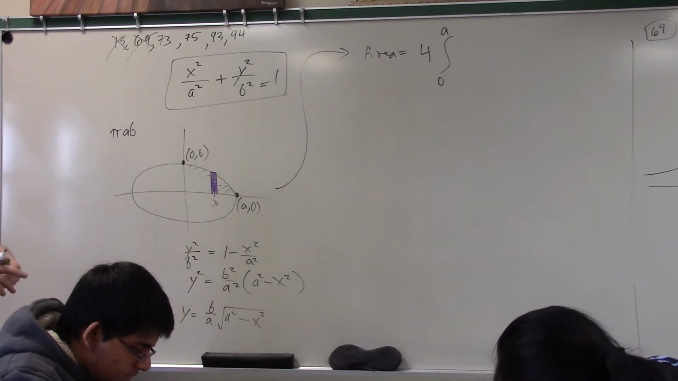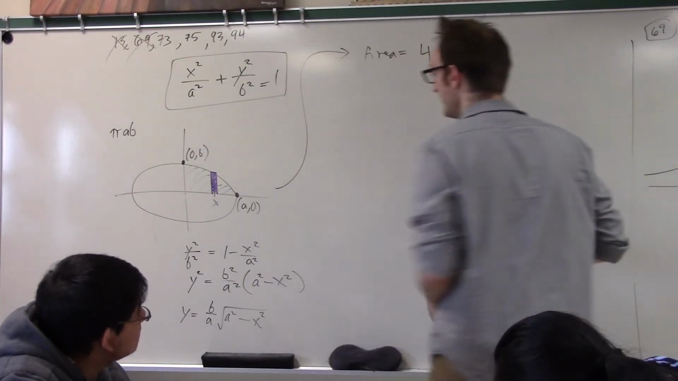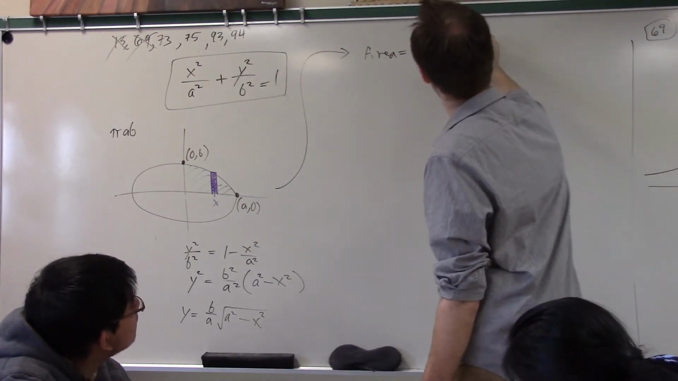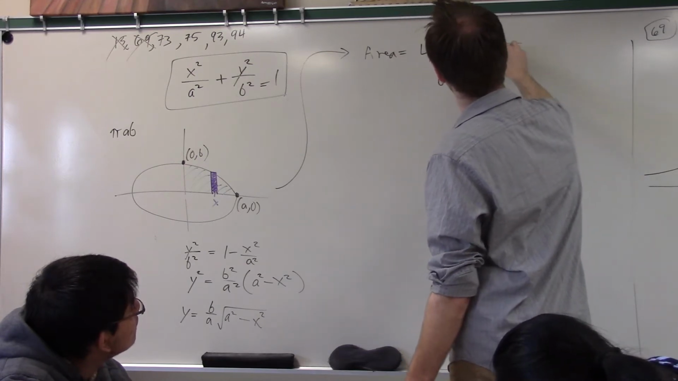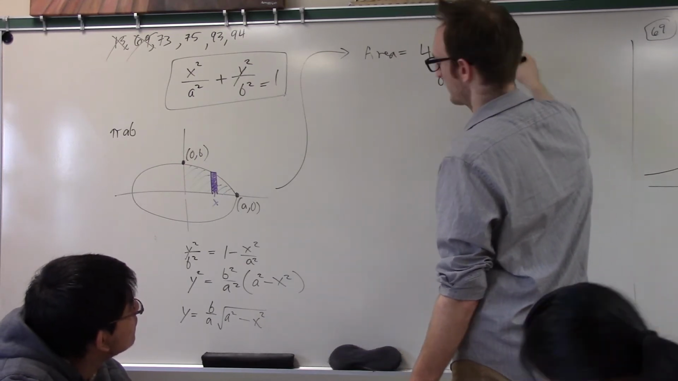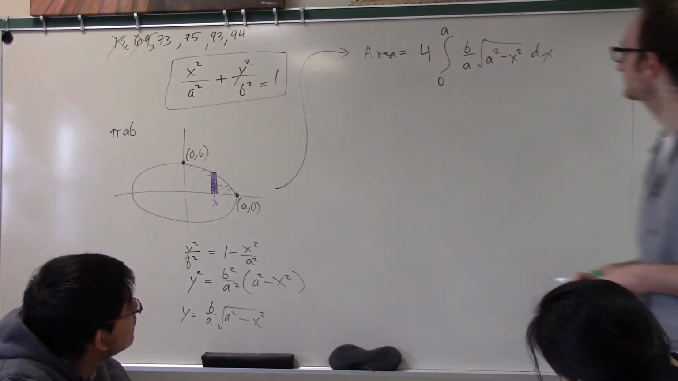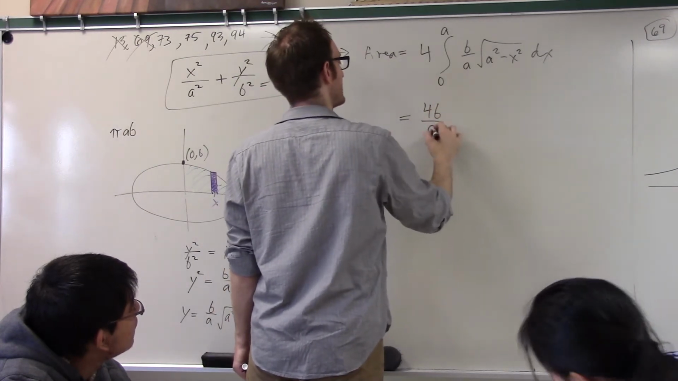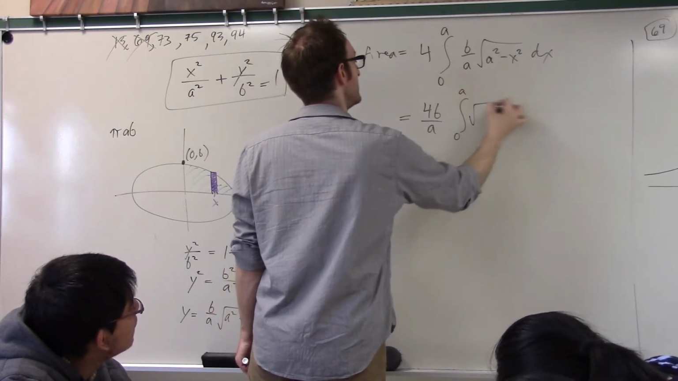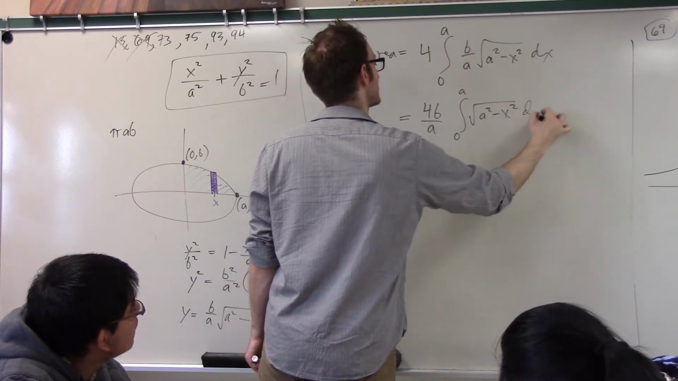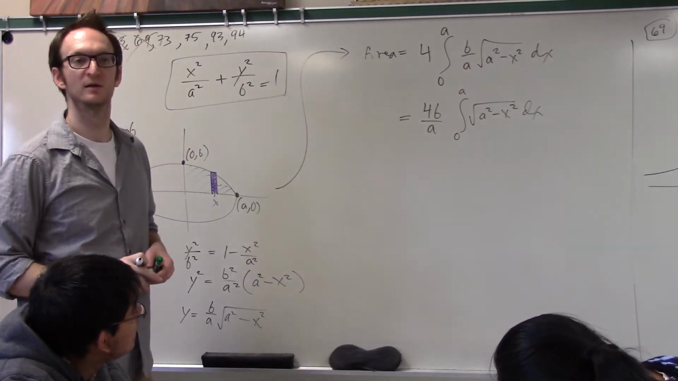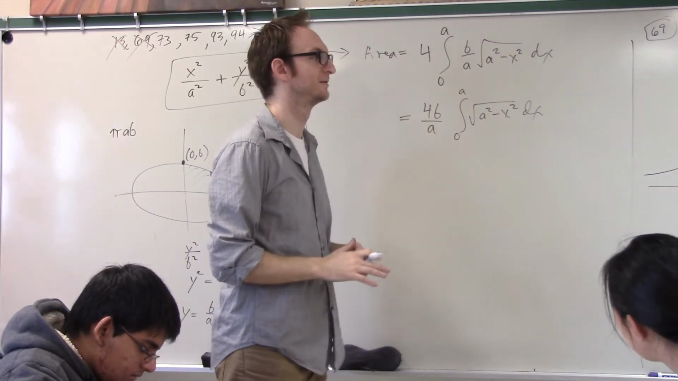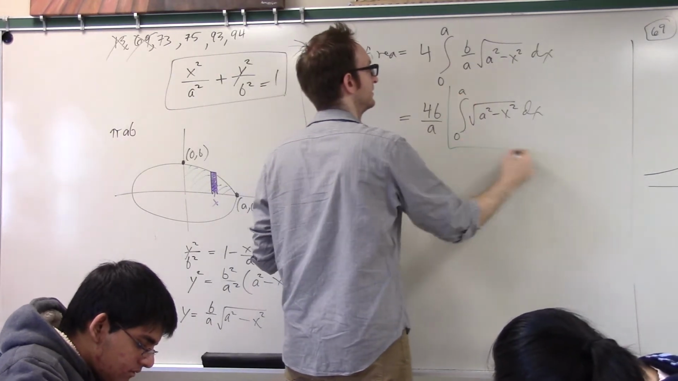Okay, so that's really it. I'm adding up a bunch of rectangles, each of whose heights is b over a root a squared minus x squared, and the width is just dx. And now I just need to do this integral. Well, this is 4, I can take out b over a, so that's an integral from 0 to a of root a squared minus x squared dx. So did some of you get this far? And then you were like, how do I do this? How do we do this?